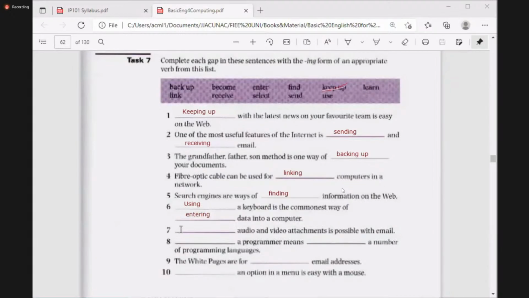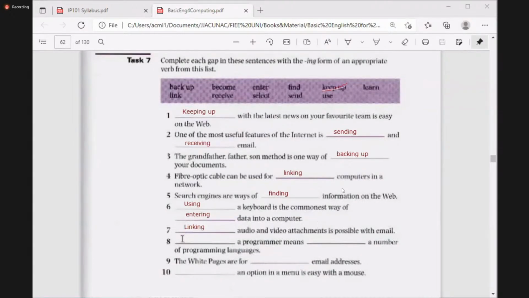Number 7, audio and video attachment is possible with mail. Linking audio and video attachments is possible with mail. Okay, linking is a possibility. Becoming now, selecting audio. Okay, so here linking could be. Linking sounds better.